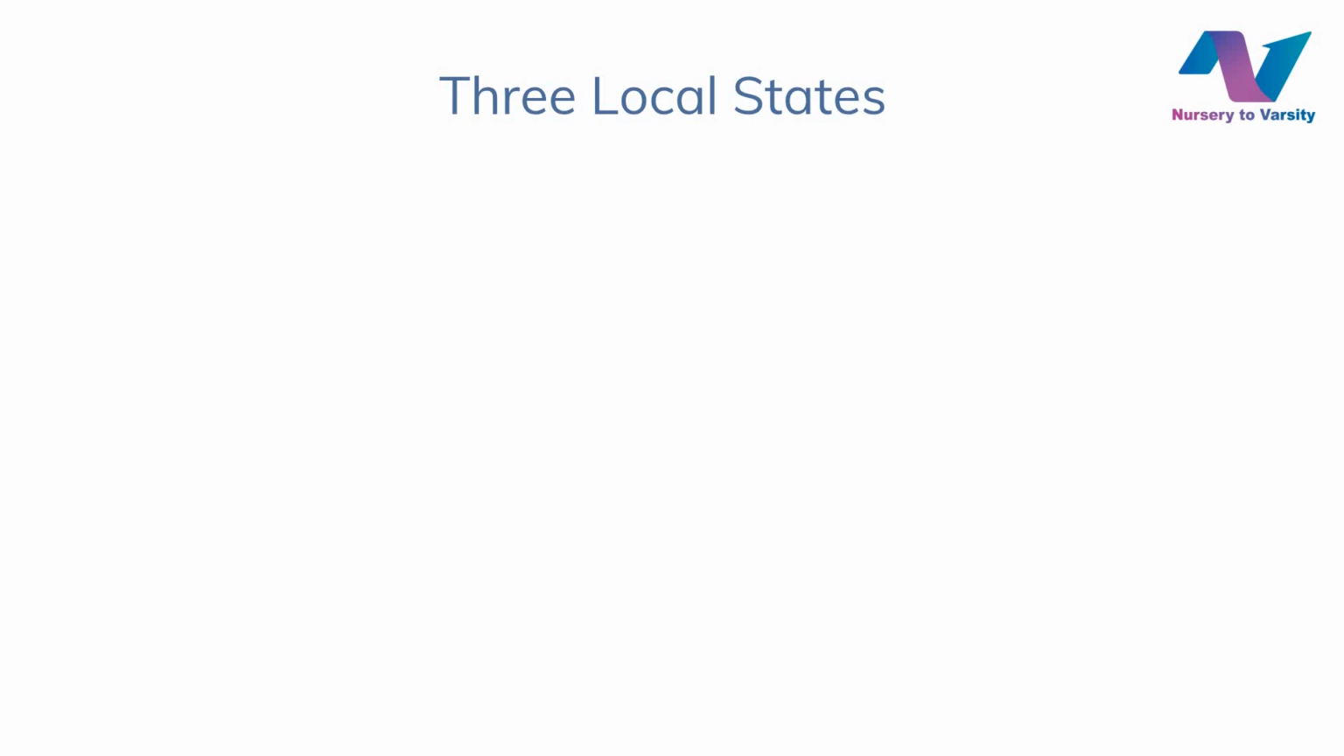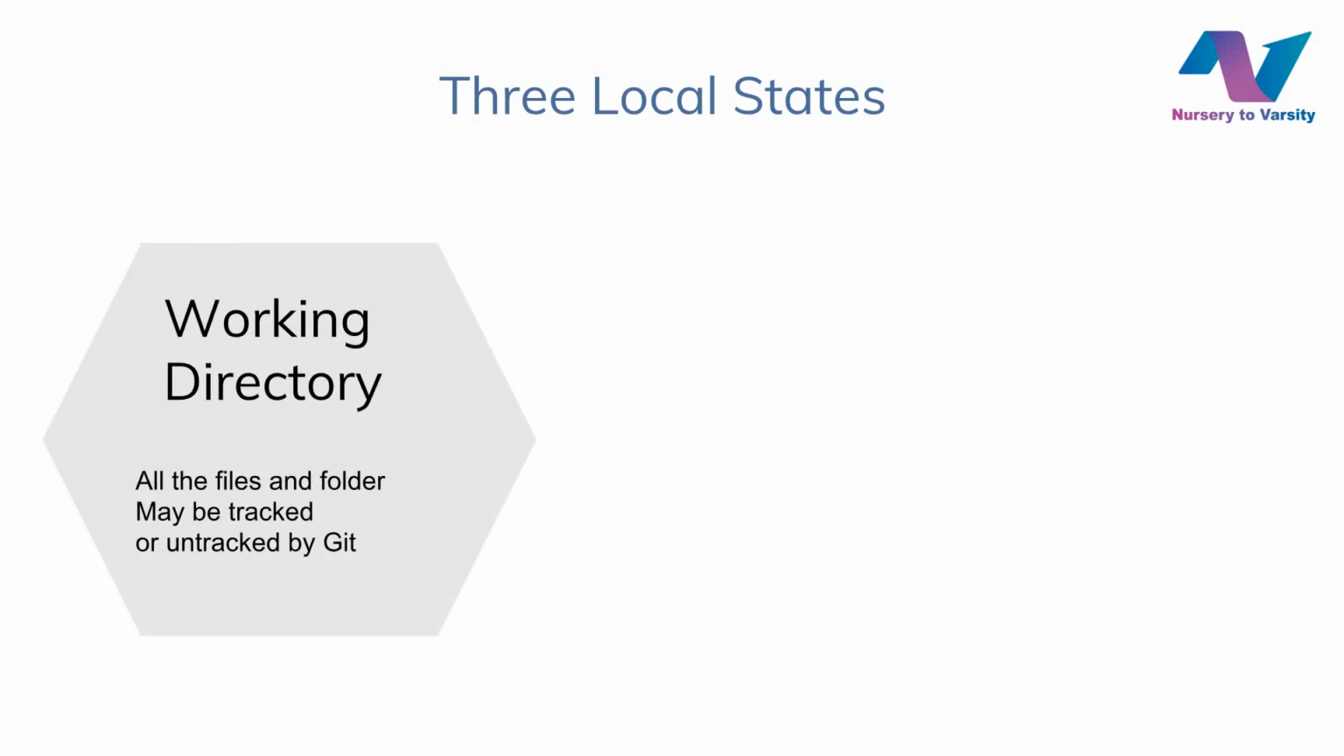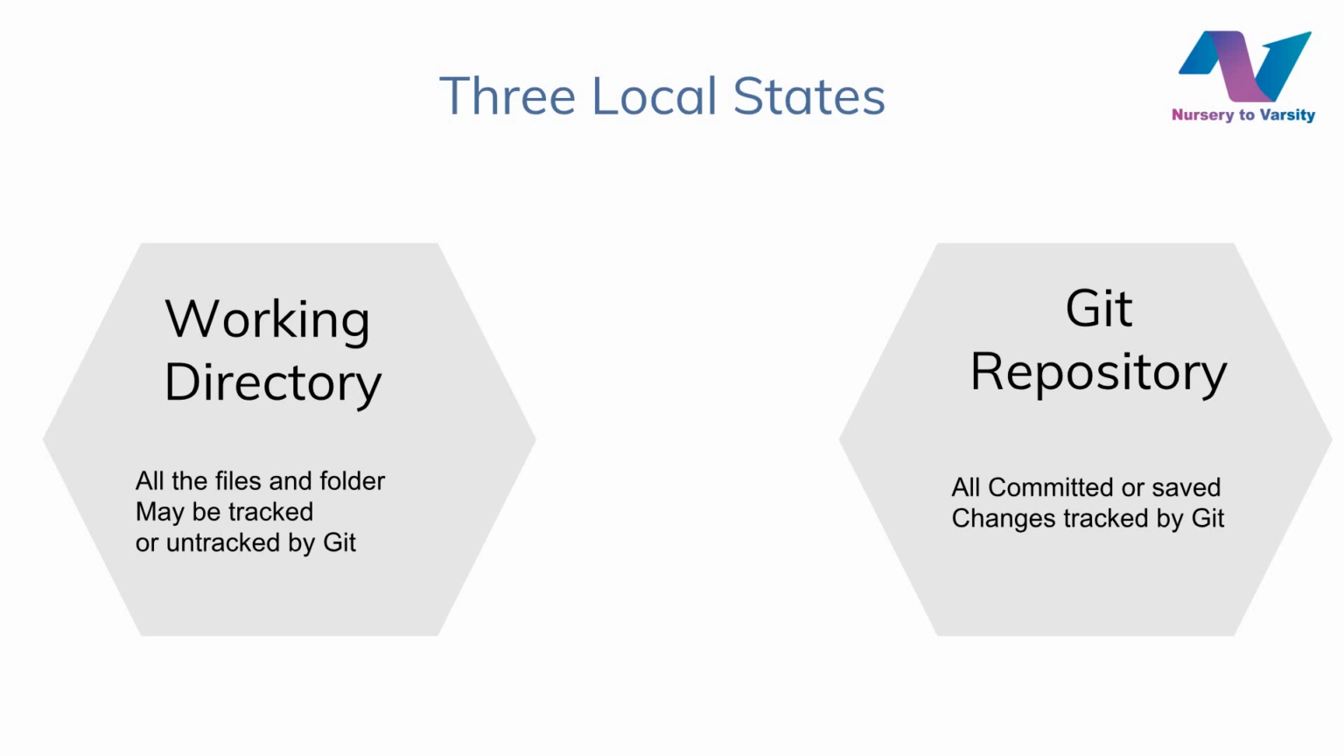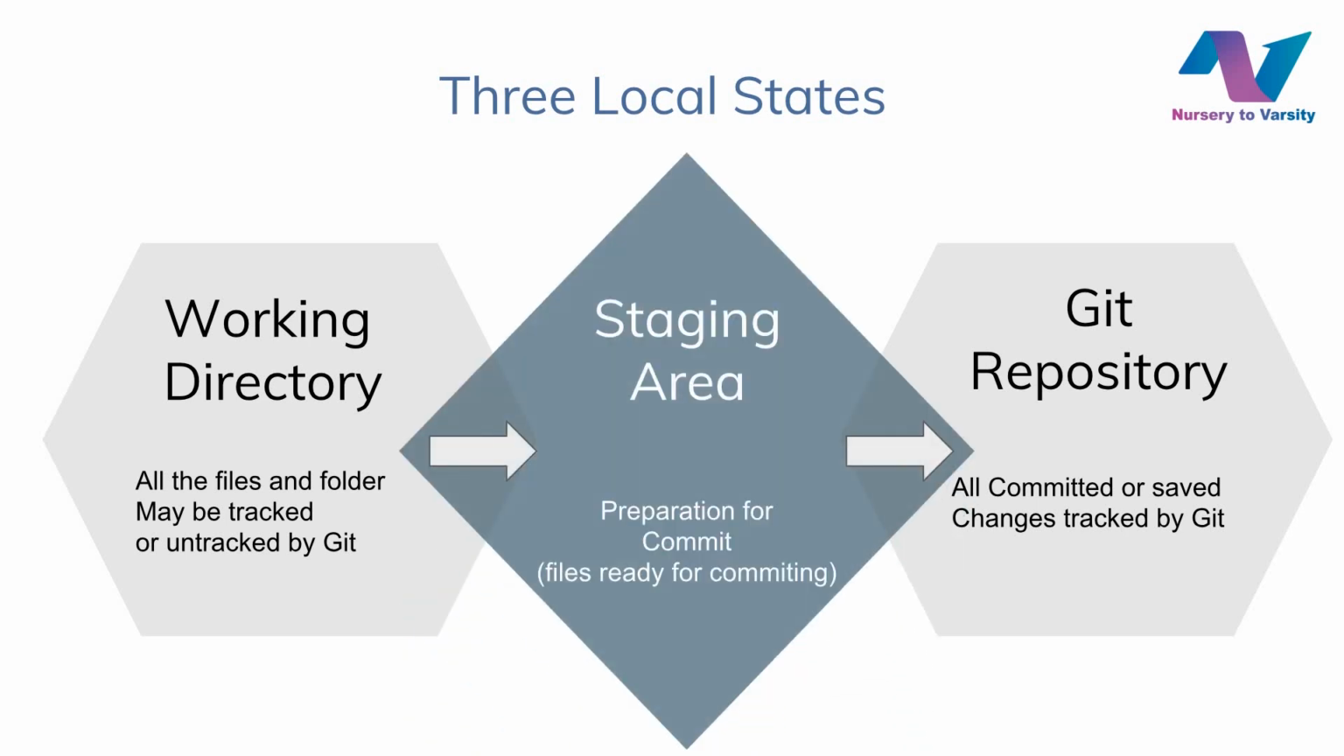Now let's move on to our next topic and learn about the different states of a file in Git. In Git, every file and folder will be in any of the three local states. The first one is the working directory. As I also mentioned earlier, the working directory contains all our folders and files which may or may not be tracked by Git. The third state is the Git repository where all our committed changes are present. Between these two states, there is our second state called the staging area where all the files and folders that are ready to be committed and go to our Git repository are present. This area is present here so that each file goes through double verification before being sent to the Git repository.